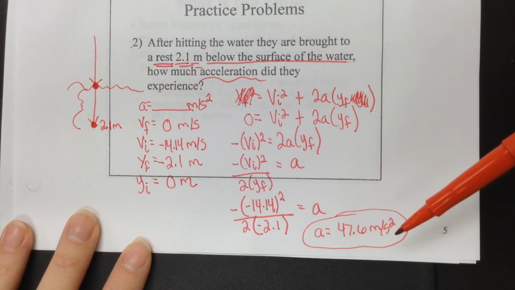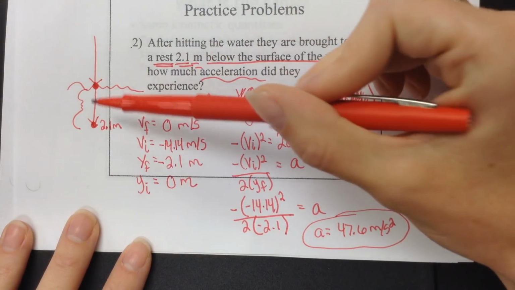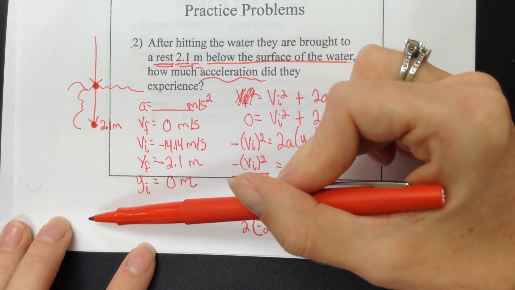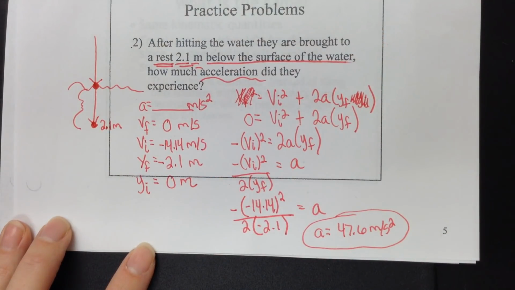If the acceleration wasn't in the positive direction, this diver would keep going down, down, down, down forever in the deep ocean waters. So we are good with what we got. Okay, that is a wrap.